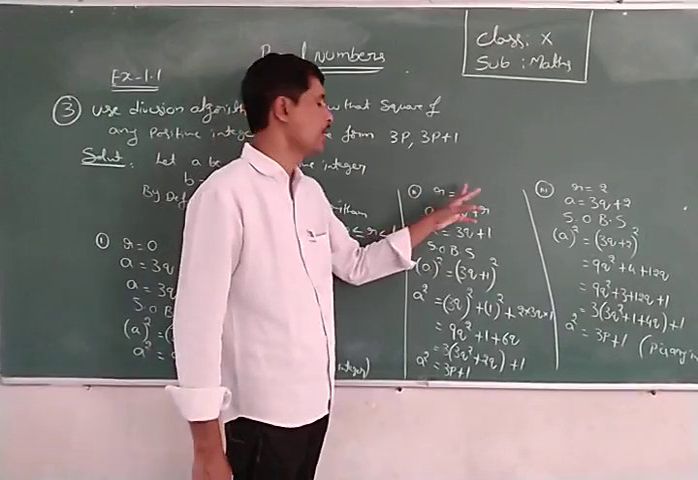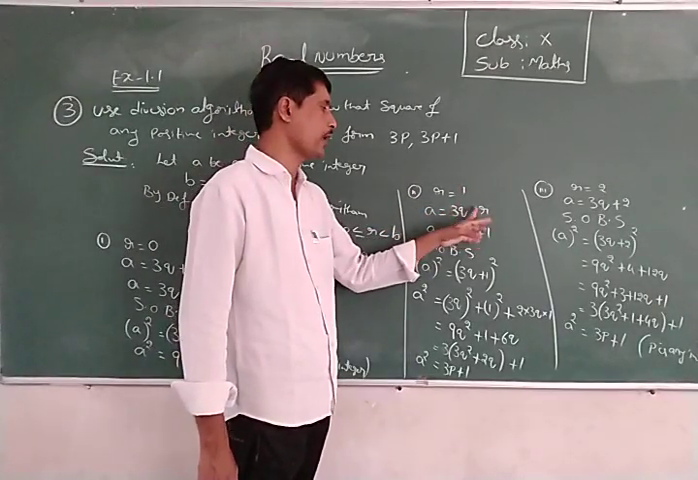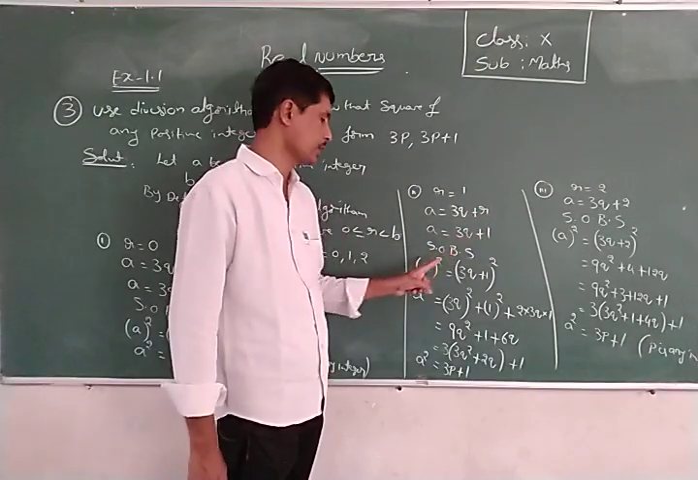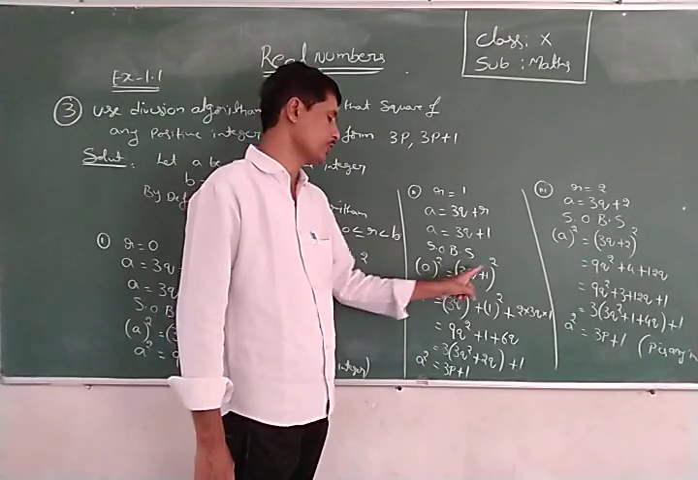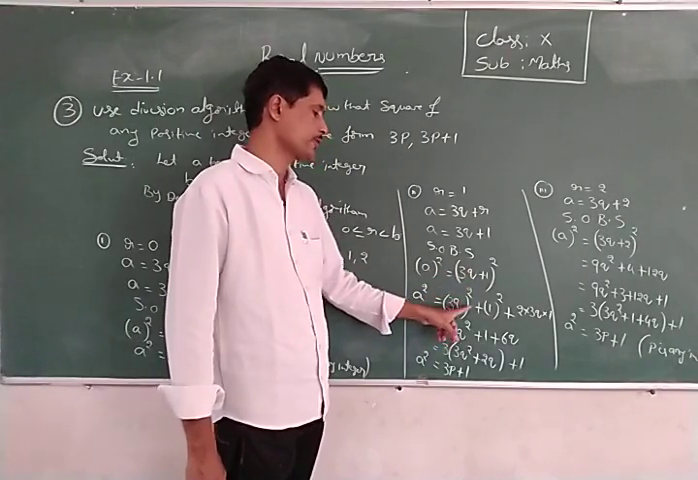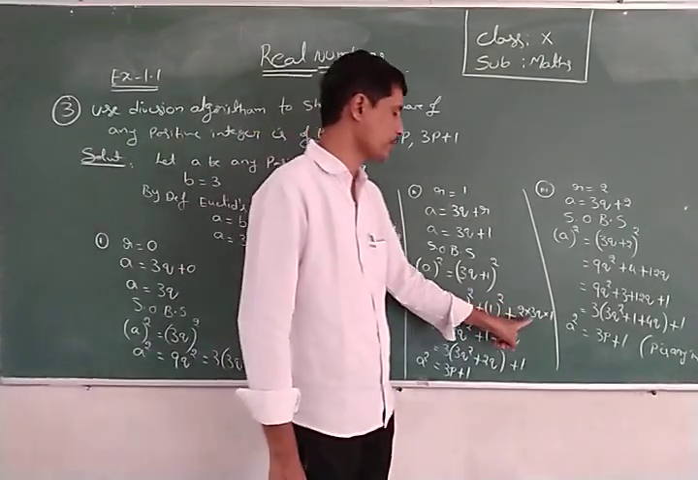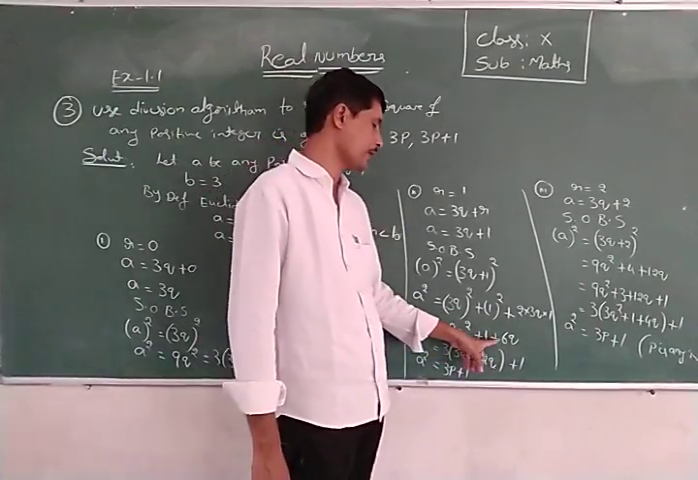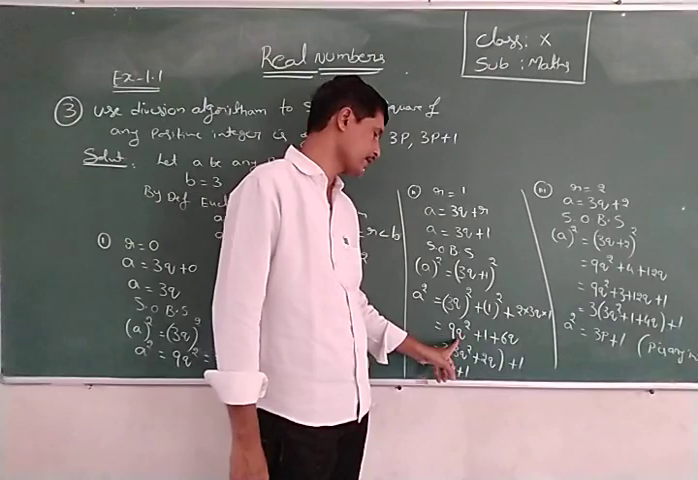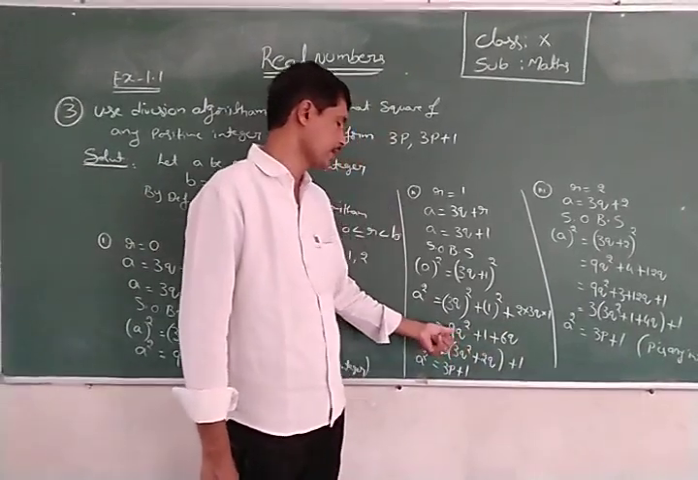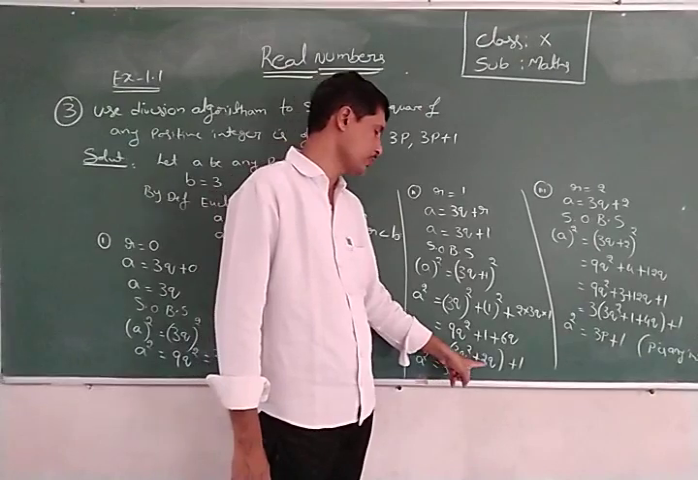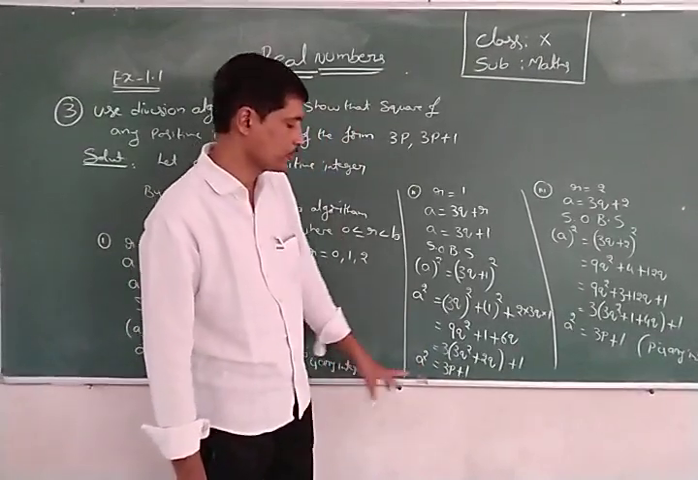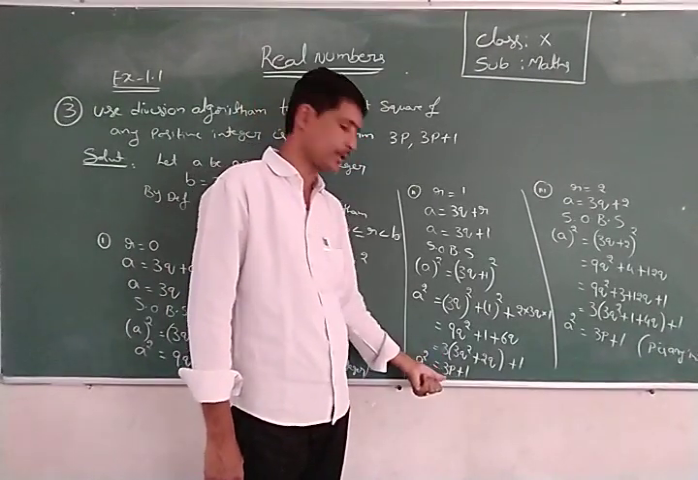Next, the remainder is 1. Take r equal to 1, so a equals 3q plus 1. Squaring both sides, a squared equals (3q plus 1) squared. Using the (a plus b) whole squared formula, a squared equals (3q) squared plus 1 plus 2 into 3q into 1, which is 9q squared plus 1 plus 6q. Taking 3 common from 9q squared and 6q, we get 3 into (3q squared plus 2q) plus 1. Replacing 3q squared plus 2q with a variable p, a squared equals 3p plus 1.